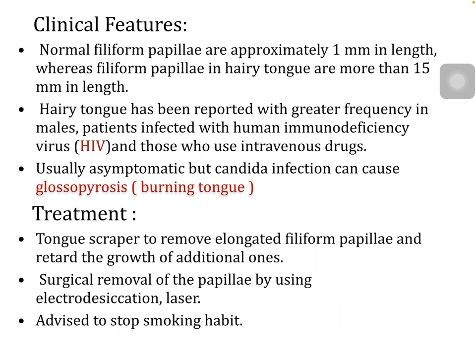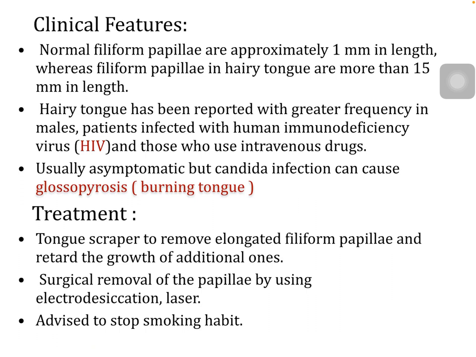Normal filiform papillae are approximately 1 mm in length in normal individuals, whereas in hairy tongue they can be more than 15 millimeters in length. Hairy tongue has been reported with more frequency in male patients with human immunodeficiency virus, commonly called HIV, as well as intravenous drug abusers. The disease is usually asymptomatic, but Candida infection causes glossopyrosis or burning tongue syndrome.